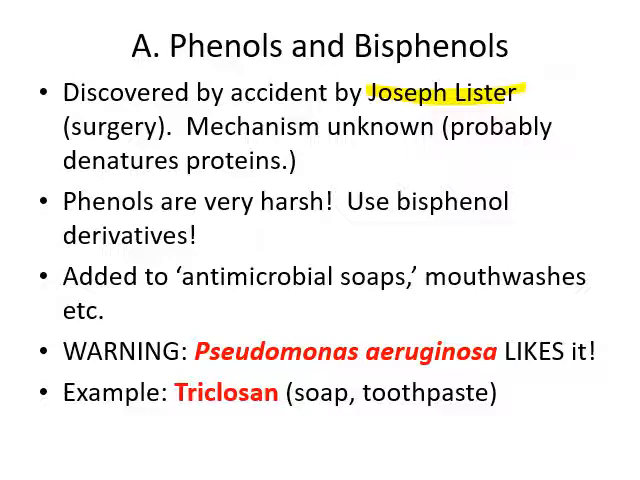Okay, so now the phenols are very harsh. Bisphenol derivatives are less harsh. So you'll often find bisphenol chemicals in antimicrobial soaps and mouthwashes. But be warned that Pseudomonas aeruginosa actually likes it, so it won't kill them, right? So you should never be sterilizing hospital surfaces and hospital rooms and hospital toilets and sinks with anything that has the brand name triclosan in it, for instance, because you're actually encouraging the growth of Pseudomonas aeruginosa, and Pseudomonas aeruginosa is a common wound infectant.